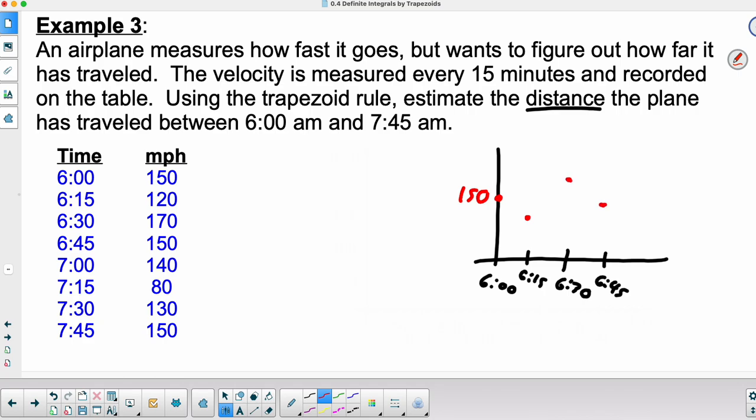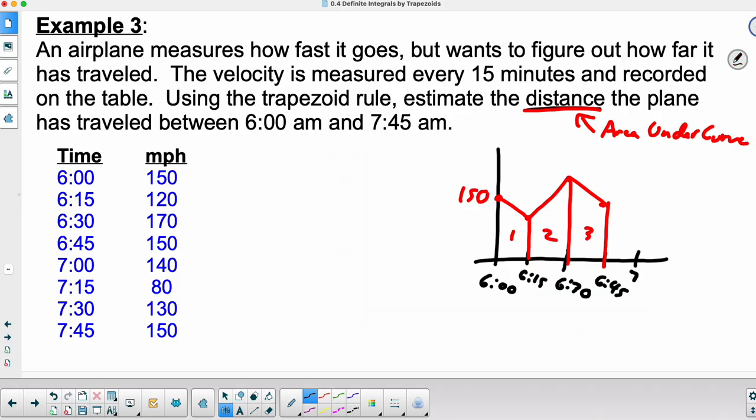And again, I can keep putting dots here. But in a moment, if I want to find the distance, that really is the area under my curve. And again, I really don't have a curve here, but if I connect the dots, and I'm just doing the first few of these, do you see what I'm actually making right here? I actually have, right now, 3 trapezoids. And I could keep going to 7 o'clock. How fast is it going at 7 o'clock? It's going 140, so a little bit lower right here, and play connect the dots there too. And I have another trapezoid.